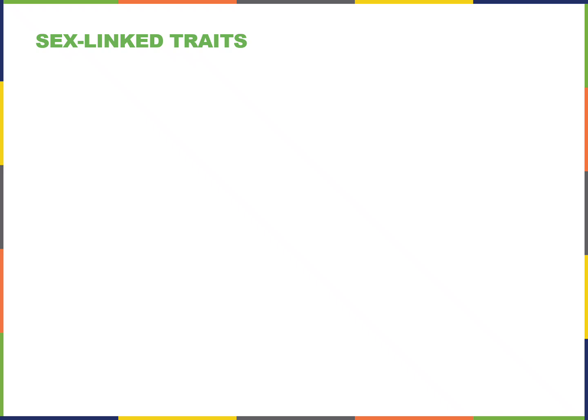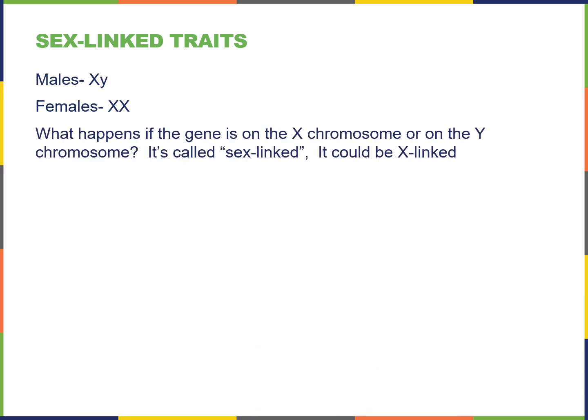Sex-linked traits are traits that you will only find on an X or Y chromosome. They're only on a sex chromosome. For males, these sex chromosomes are an X and a Y. And for females, it is two X's. Okay. If a gene is located on the X or Y chromosome, we call it a sex-linked gene. Okay. And it very well could be X-linked. A lot of the sex-linked traits are X-linked, meaning that they will show up on the X chromosome.